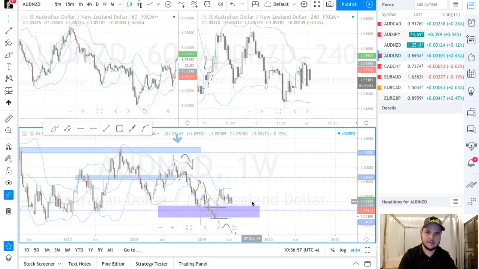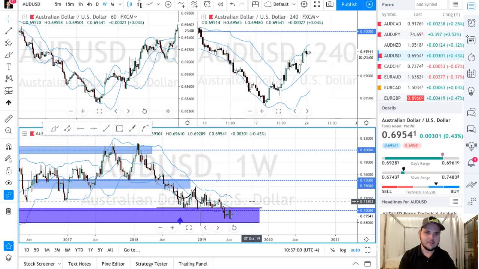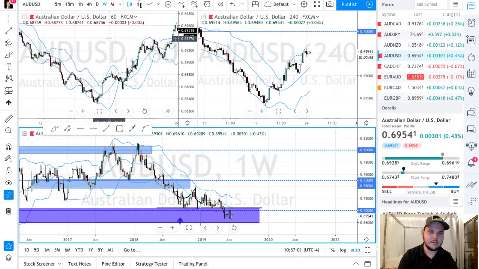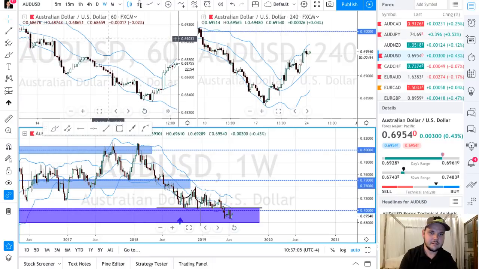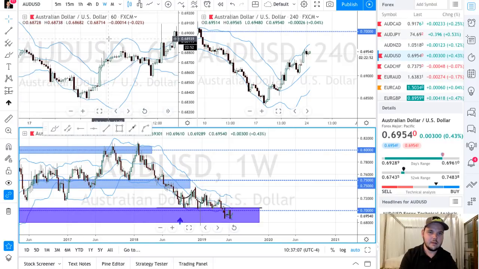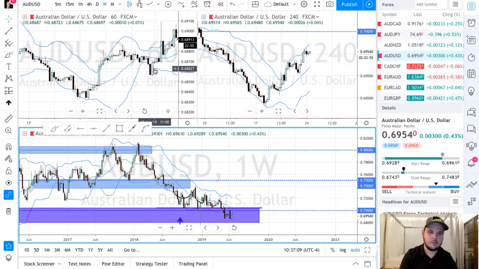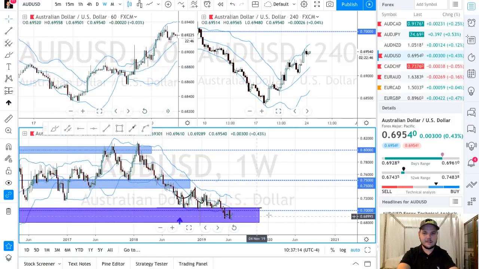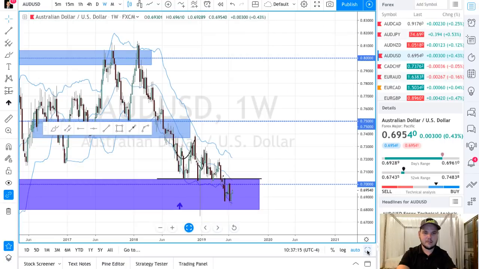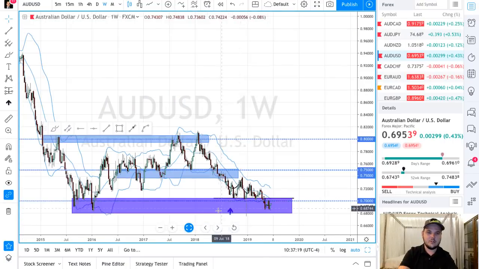AUD-USD, I think we had some trades set up over this the past week. Let me just have a look. No, it's not this pair. Never mind. Yeah, we did have a trade set up over here, so we'll talk about that soon. Basically I'm going to take you to that trade from this past week and show you the process.